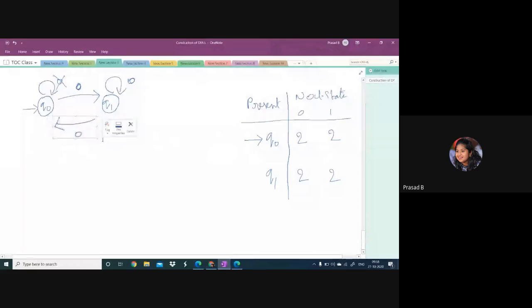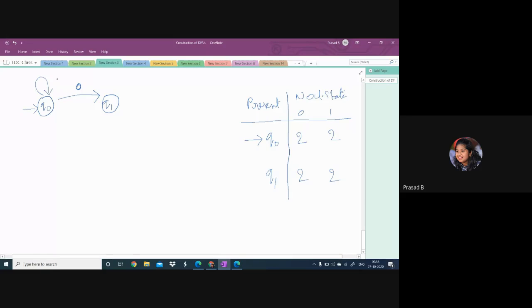Do you have any doubt? Yes, sir. If we go from Q0 to Q0 for 0 and 1, then Q1 will become redundant. It won't be the minimized DFA, right? Just leave it, I'll continue. I'll come back to you after some time.